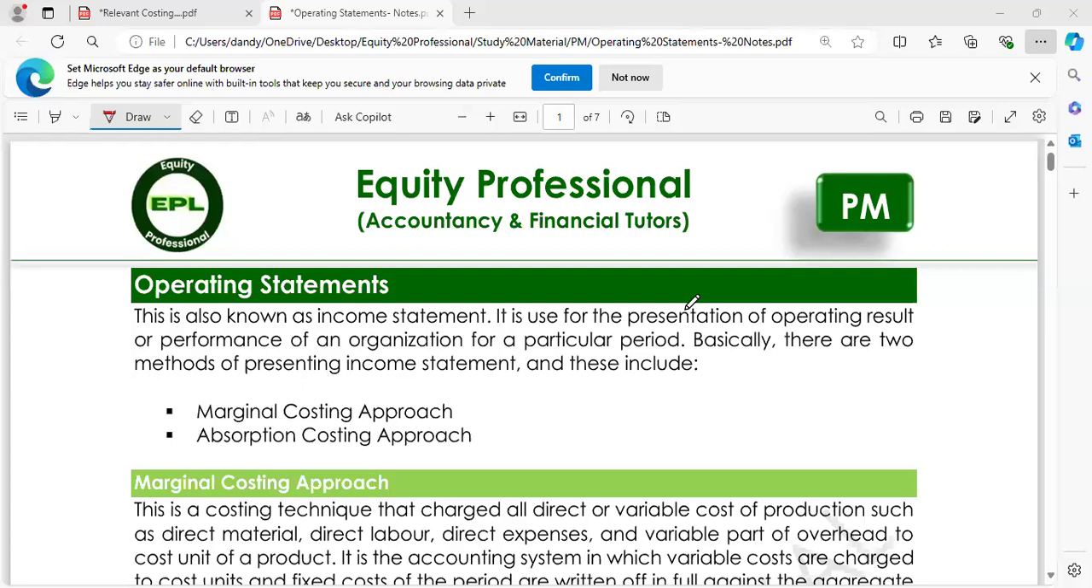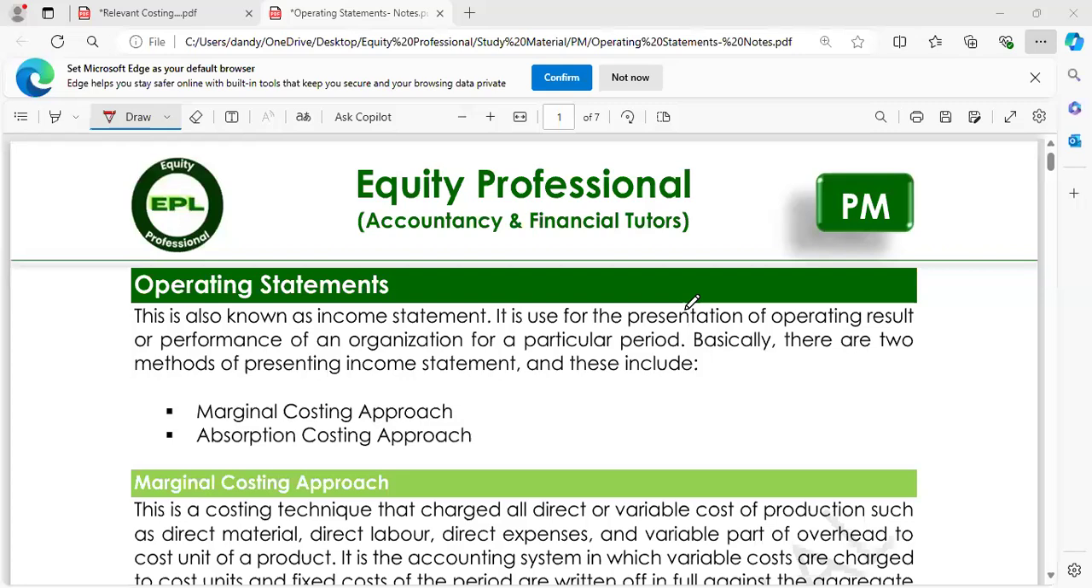Yes, in our last class, which is of course lecture day number 1, we started with marginal and absorption costing, and all the underlying principles and concepts of the operating statement were discussed. Today we are supposed to go straight to solving illustrations so that we can complete the topic and then move to the next one. However, for the benefit of those that are just joining for the first time, I will take the next 5 minutes or thereabout to explain what we did last time.